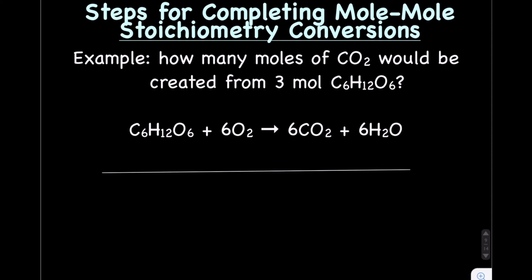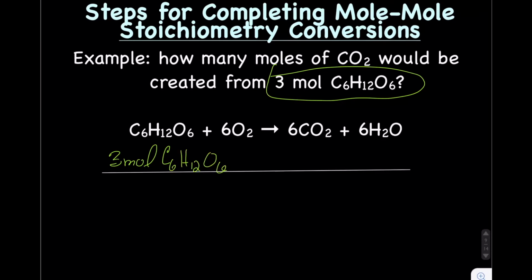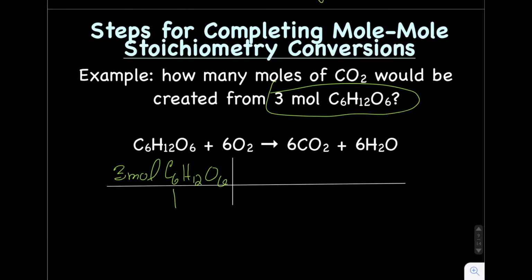And we're going to write our given, or our known. Our known is this one, because we know something about that. So we're going to write our known over 1. We have 3 mole C6H12O6 over 1, just like we've done in the past. All right, step 2 is also the same.